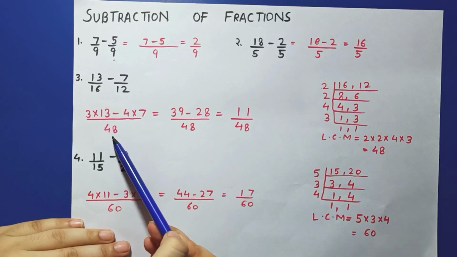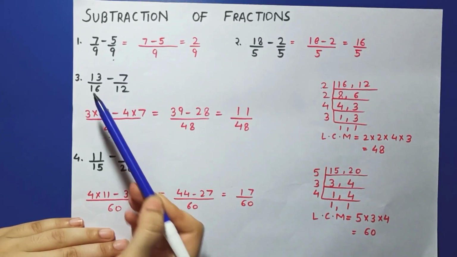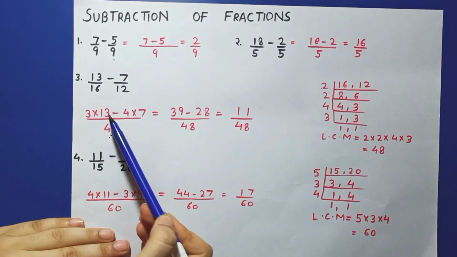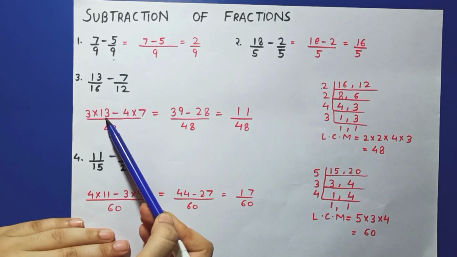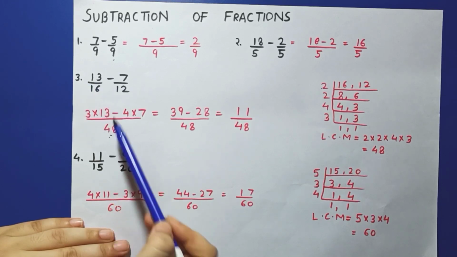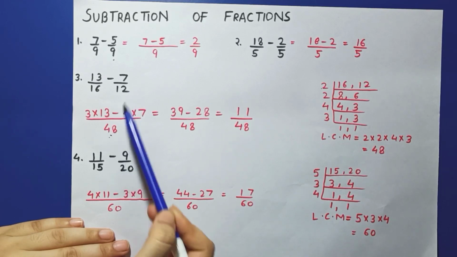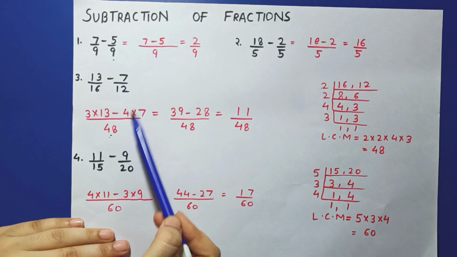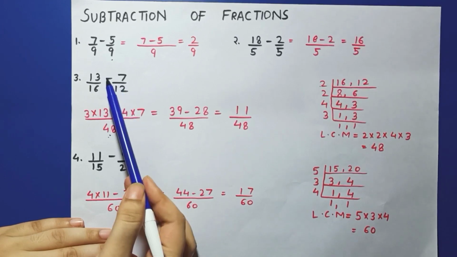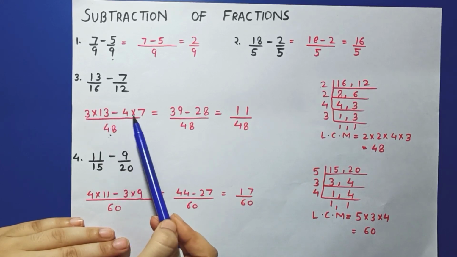Now first we'll divide this LCM by the denominator. So 16 3s are 48 and we'll multiply it by the numerator, 3 into 13, the numerator of this fraction. Okay. Now we'll divide the LCM by this. So 48 divided by 12 is 4 and 4 is multiplied by the numerator, that is 7. And the subtraction sign between these two remains the same. So 3 into 13 minus 4 into 7.